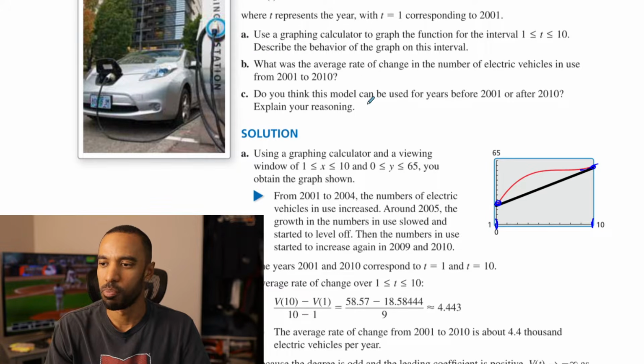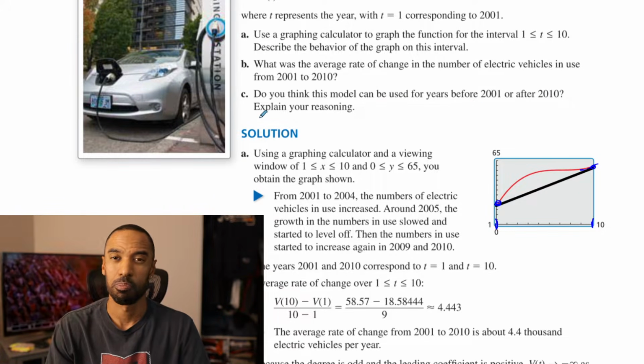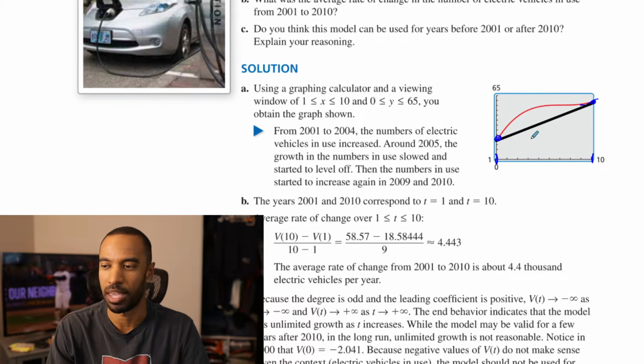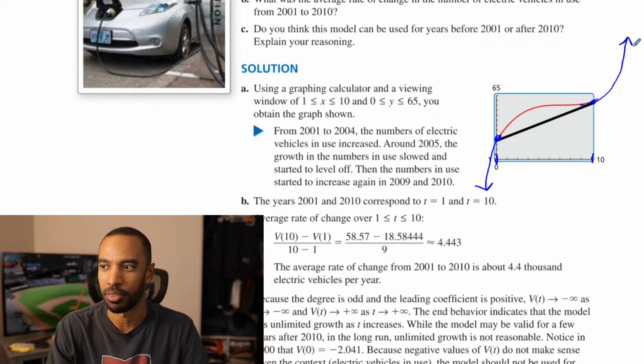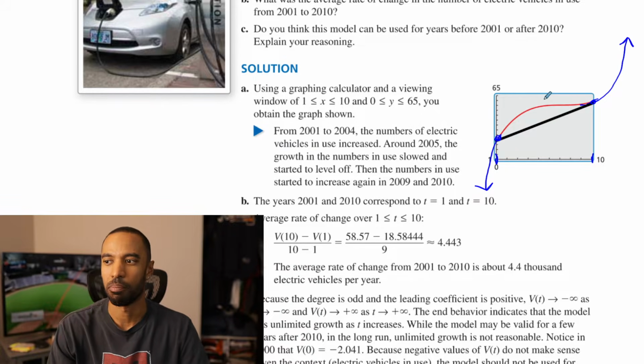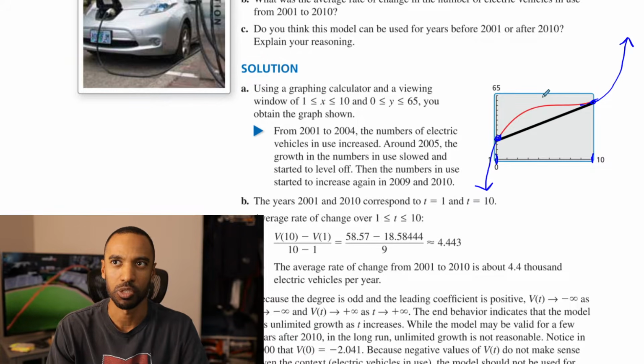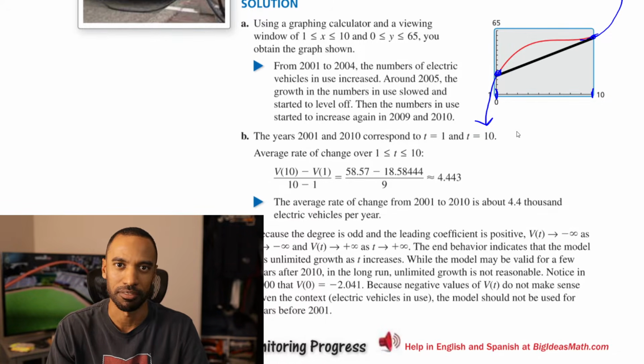Part C, do you think this model can be used for years before 2001 or after 2010? It's possible. It just depends on when they were made and stuff like that. But at some point, the end behavior is going to take over and say there were negative vehicles in place and there's an infinite number. There are hundreds of thousands of stuff. So maybe not so much. Maybe the model breaks. I'm going to say that it's possible, but not for very long after.